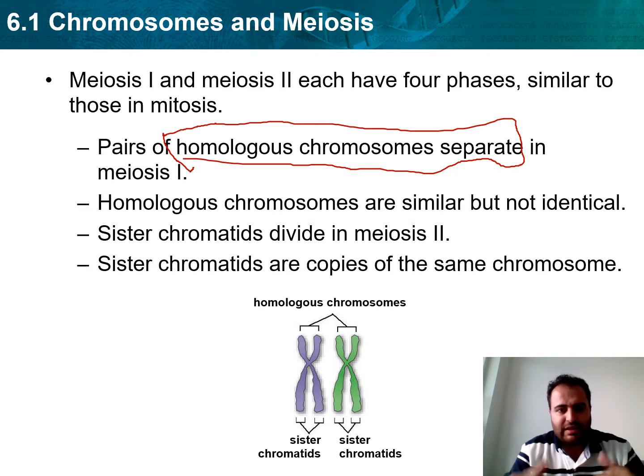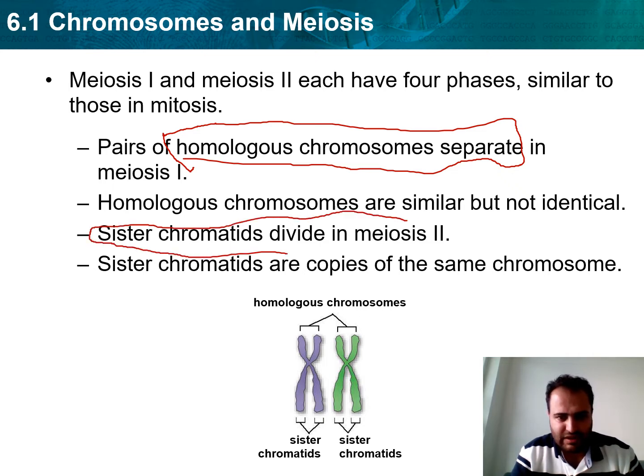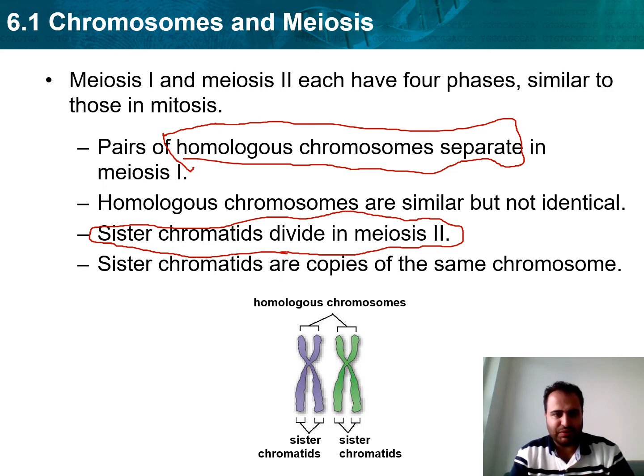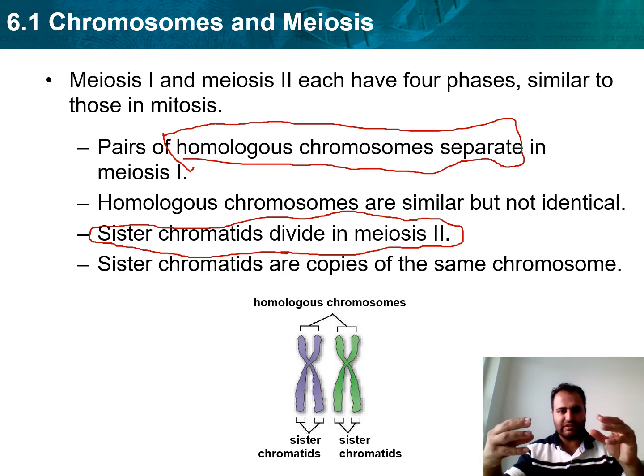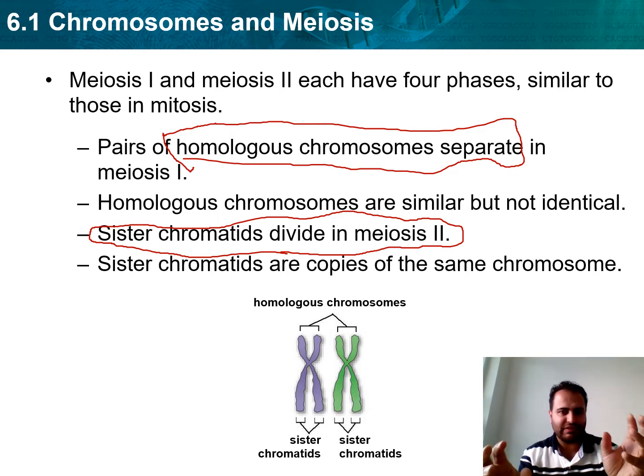Now, in the second round of division, sister chromatids separate, and at this stage it resembles mitosis. In mitosis, if you remember, during anaphase, chromatids separate. I'll be having 46 and 46. Here, chromatids separate, 23 chromatids and 23 chromatids. But since this is happening for two cells, we are going to have 4 cells. Each cell will have 23 chromosomes.